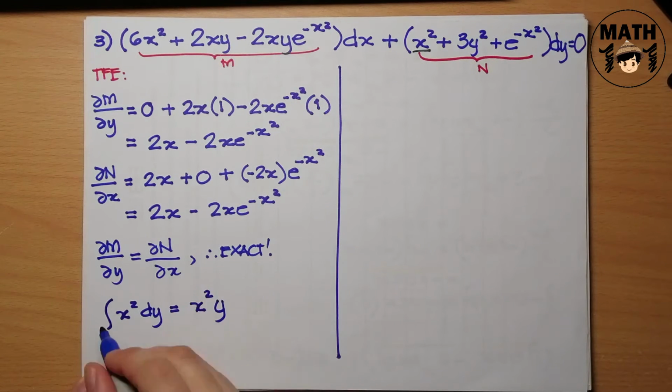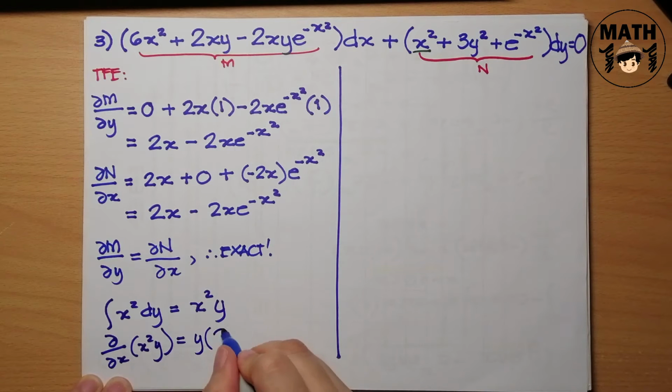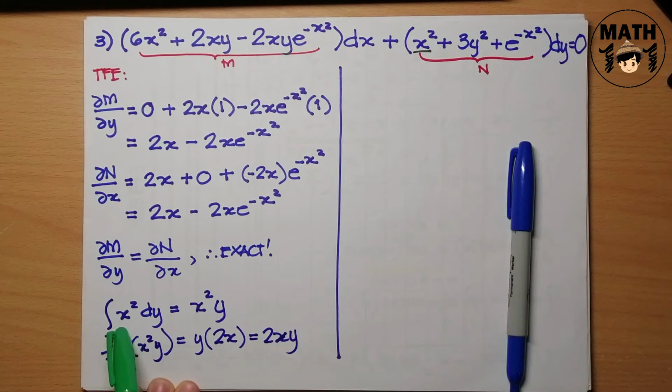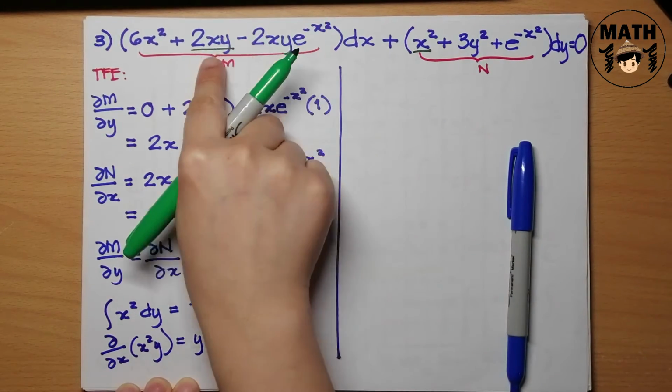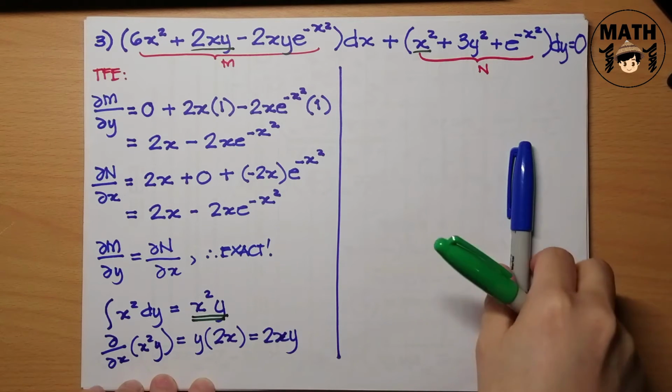Then, let us take the partial derivative of this term with respect to x. Y is taken as constant. Derivative of x squared is 2x. This is 2xy. Partner ni x squared dy is 2xy dx. Hindi na natin kailangang i-integrate to. And ito yung part ng function na hinahanap natin.